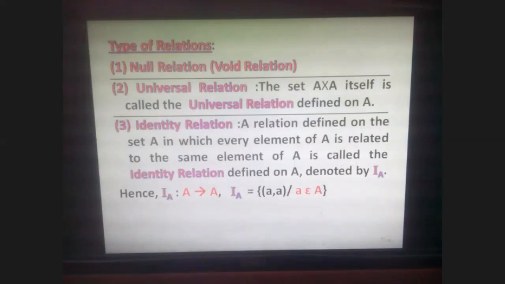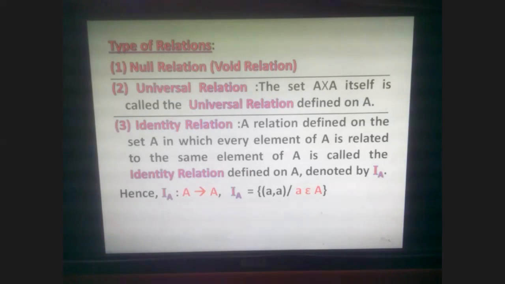Further, we have identity relation. What is an identity relation? A relation defined on a set A in which every element of A is related to the same element of A is called an identity relation defined on A. In an identity relation, every element will be related to the same element only, nothing more.